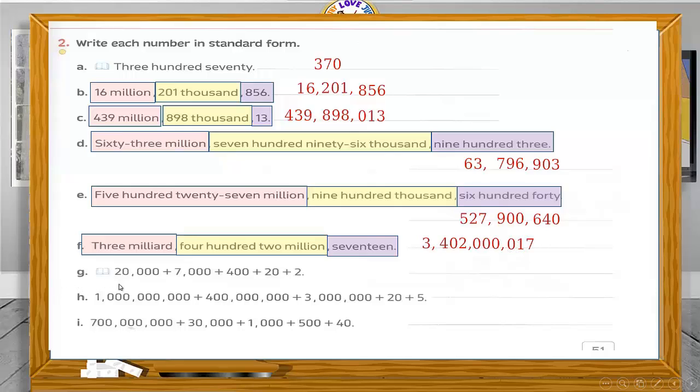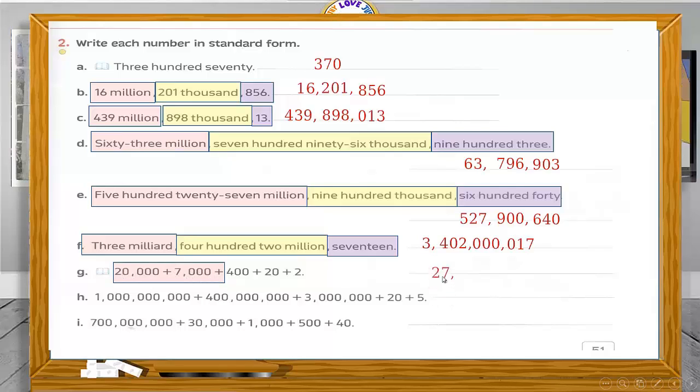Next one, 20 plus 7,000, 20,000 plus 7,000, 422. Focus well to be able to write standard form from expanded form. You should search for any thousands to make a period. Okay, here we have 20 and here we have 7,000. They are together inside one period.